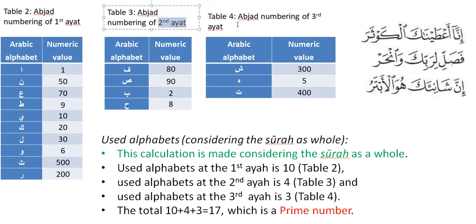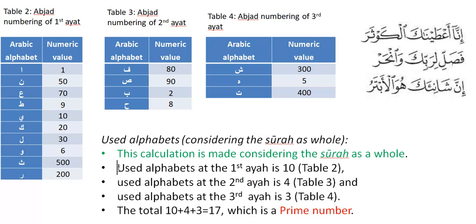For the third ayat, inna shani'aka huwal abtar, though there are 1, 2, 3, 4, 5, 6, 7, 8, 9, 10, 11, 12, 13, 14, 15 harfs here, as per the first appearance, we see that only these three harfs can be taken. So for the third ayat, the table will be like this.